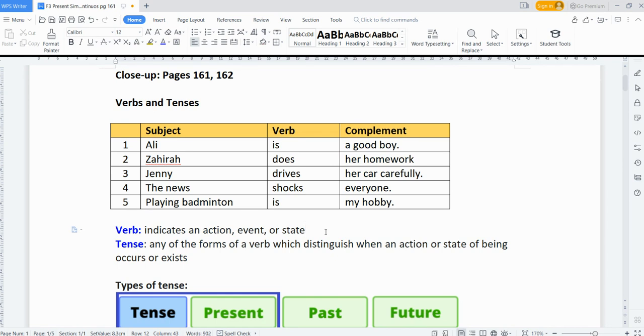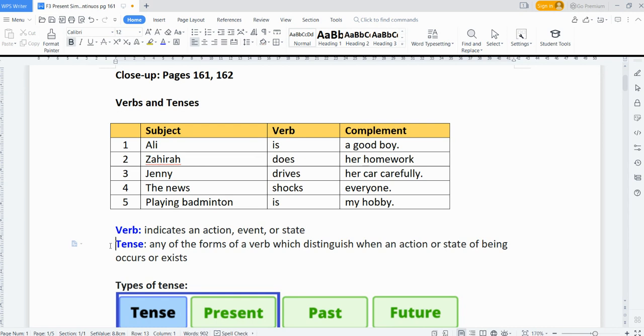Okay, so a verb tells you an action. Okay, a verb ni, kata kerja ni menyatakan tentang perbuatan, okay, or state of being, kewujudan something. Okay, so how is a verb related to tenses? Okay, what is a tense?